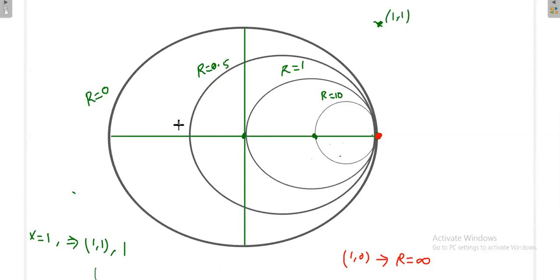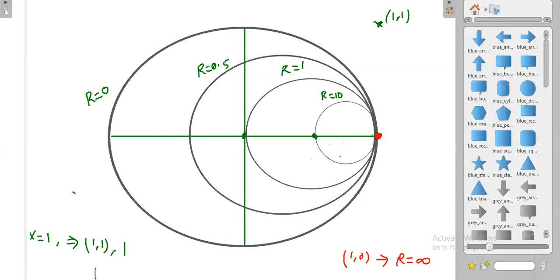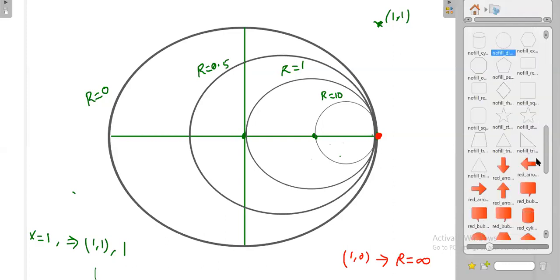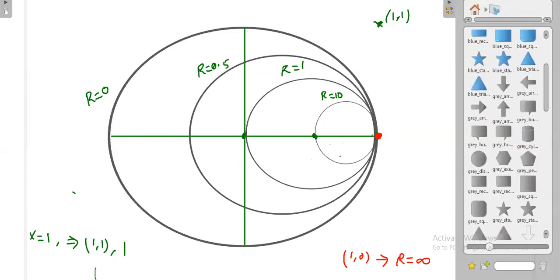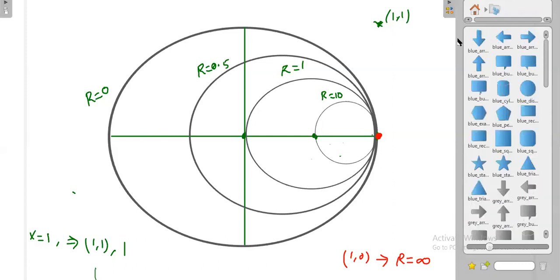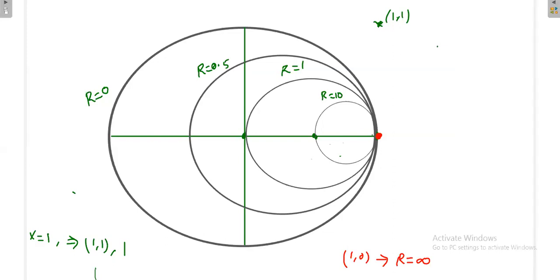But what is my radius? My radius is 1. So with 1 as a radius, I have to draw the circle. Let us see whether a compass is there or not. I don't think there is a compass or arc. If it is not there, I have to draw it with my hand. Okay, I will draw.